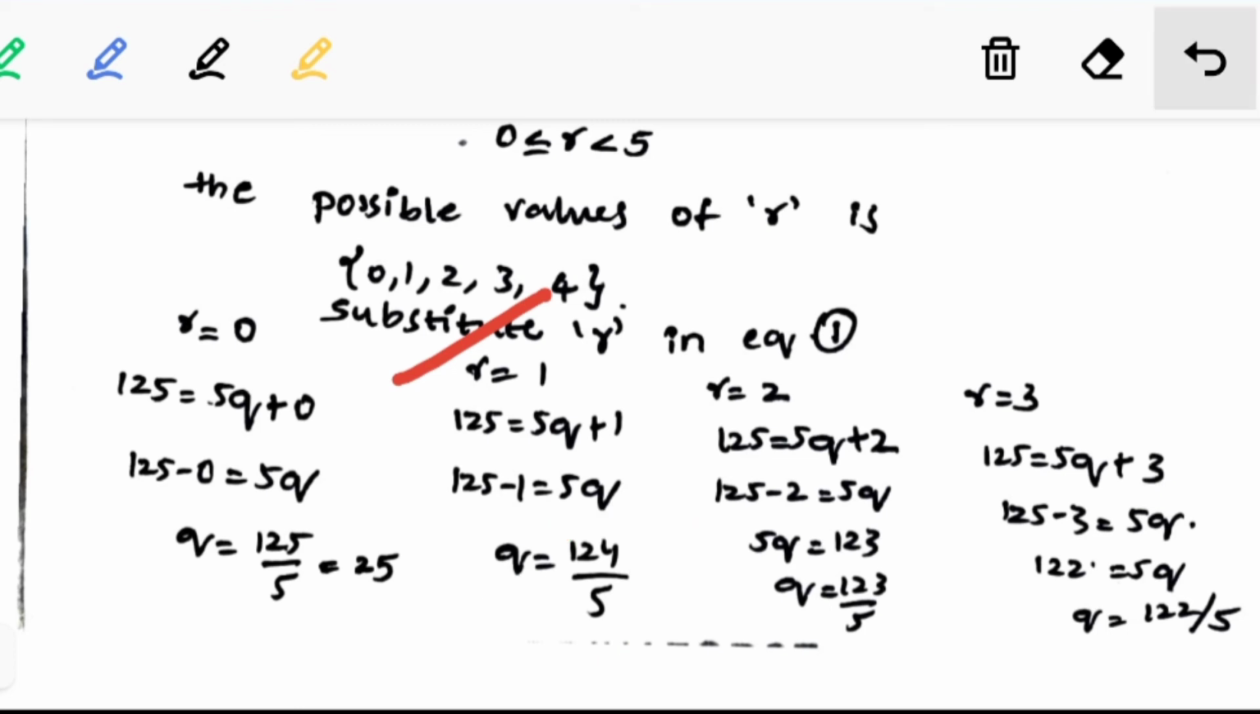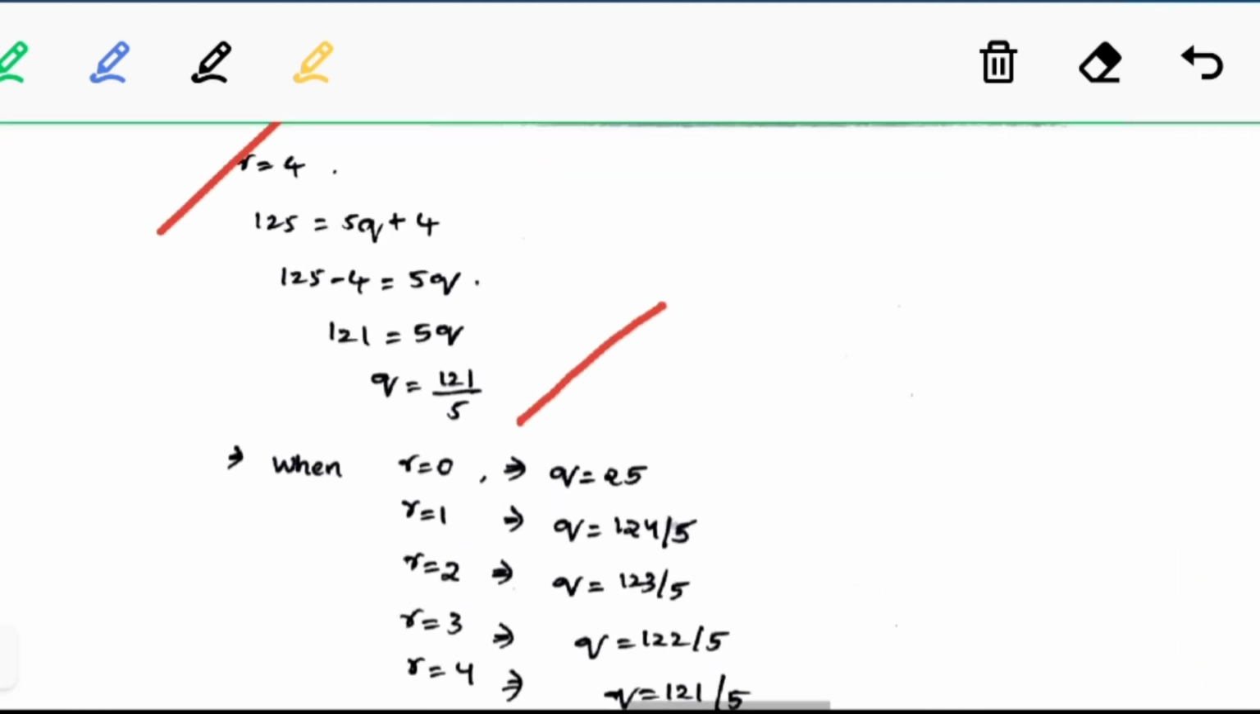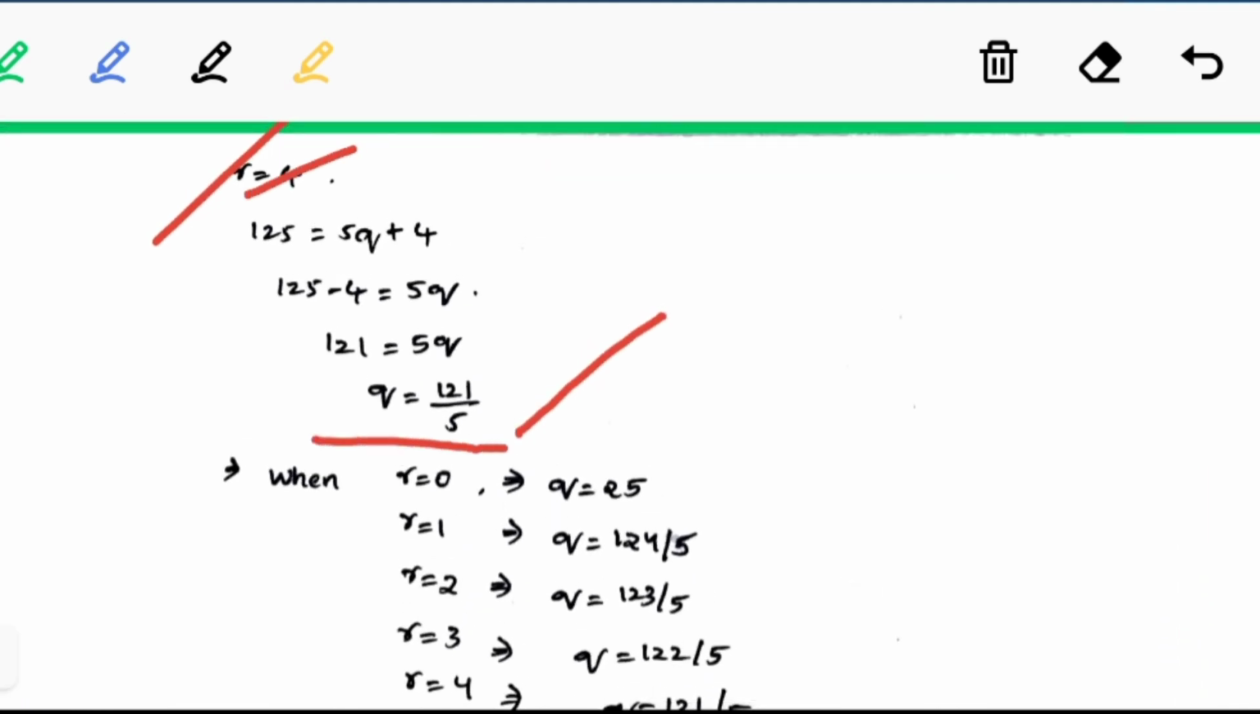Similarly for r equal to 2, 125 equal to 5q plus 2. Plus 2, when it comes here, becomes minus 2. 125 minus 2 equal to 5q. Now 125 minus 2 is 123. So 5q equal to 123, so q equal to 123 by 5. Now similarly for r equal to 3, when I solve this, I got q value as 122 by 5. Now for r equal to 4, on solving we get q value as 121 by 5.